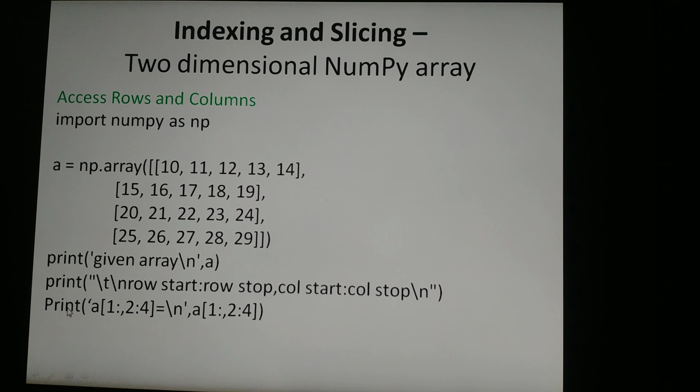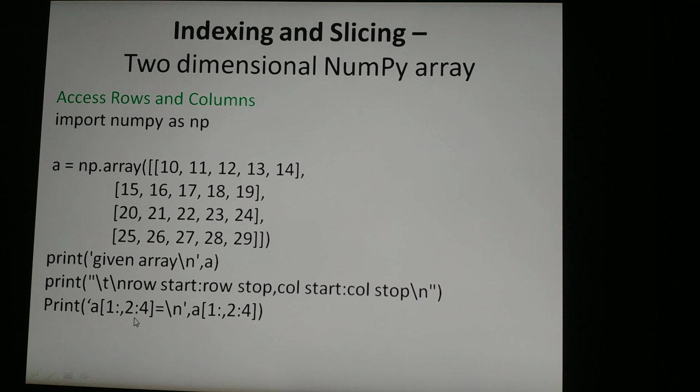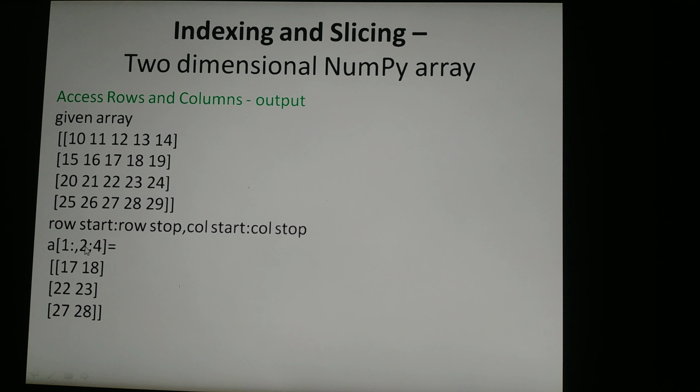Now I'm going to first access these elements. 1 colon, I have left this, that means by default it is till the end of the row, and here I'm going to take this as 2 colon 4, that means I start my slicing at second column and I'll end at third column. So now when I run this code, this is the output I'm going to get. This is my array. So my row start is 1 and row stop I did not specify, so it is till the end. And column start I have given as 2 and column stop I have given as 4. So it will stop at 3.